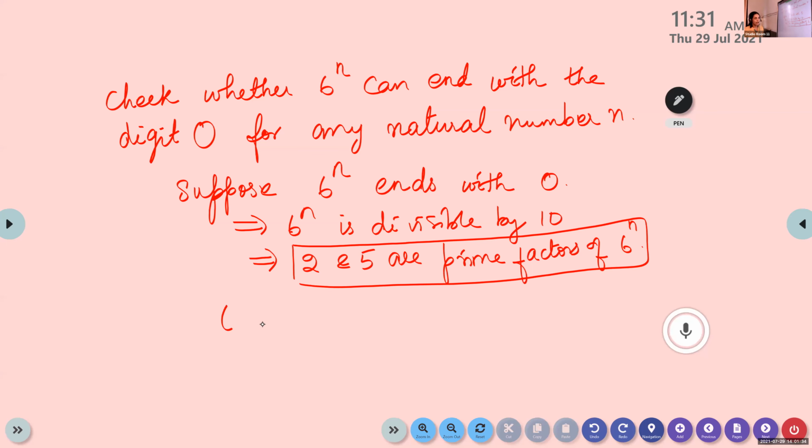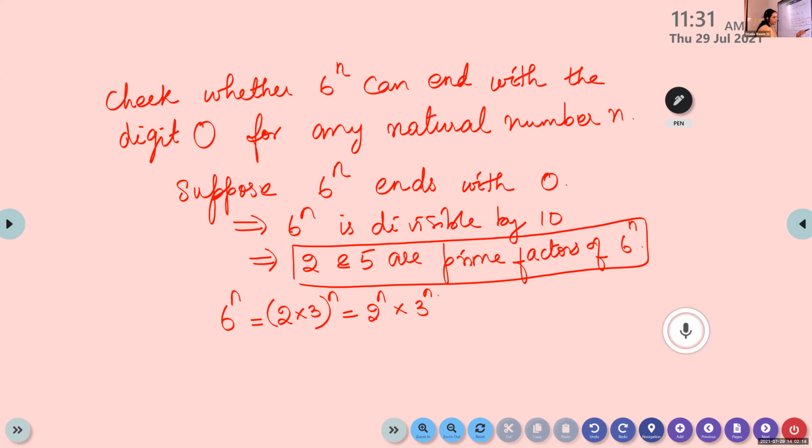6 raised to n, how can we split this? Yes, we can split this as 2 into 3 all raised to n. That means it is 2 raised to n and 3 raised to n. So when we prime factorize 6 raised to n, we will get only the numbers 2 and 3. Powers of 2 and powers of 3 will be the factors. So that implies 2 and 3 are prime factors of 6 raised to n.